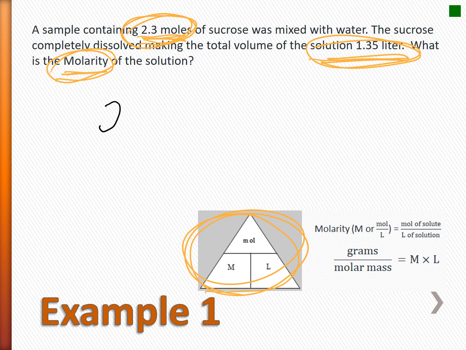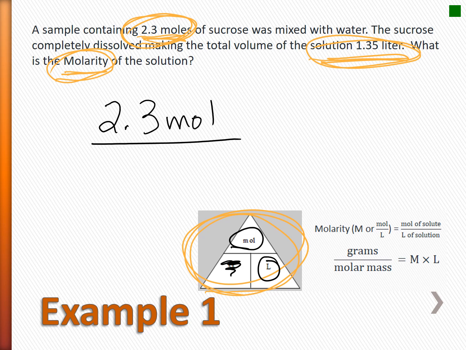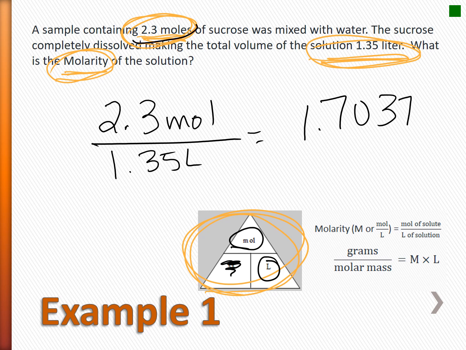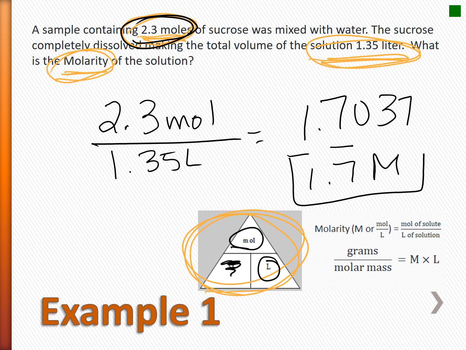We're going to take 2.3 because we're solving for molarity, so I'm going to cover that one up. So we're going to do moles divided by liters. So it's going to be 2.3 moles divided by 1.3 liters. It is in liters, so we're good to go on that. We don't need to convert it. And when we get this, we get 1.7037, but rounded to 2 sig figs because of that 2.3, it would be 1.7 molar solution.